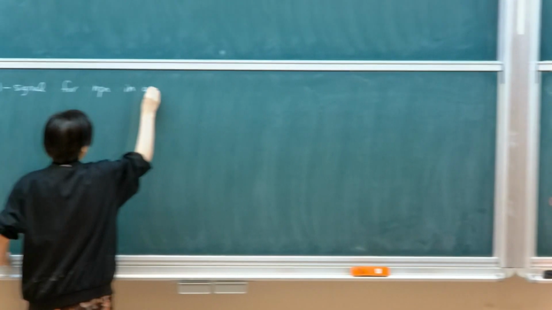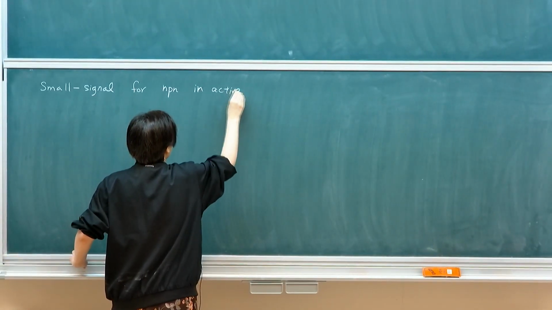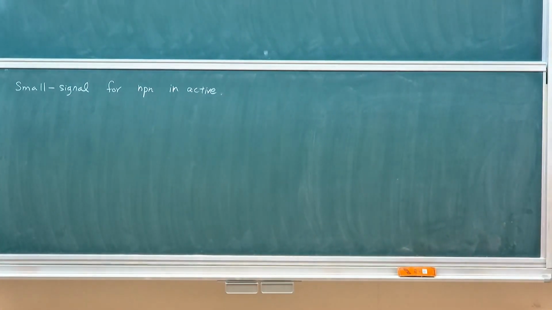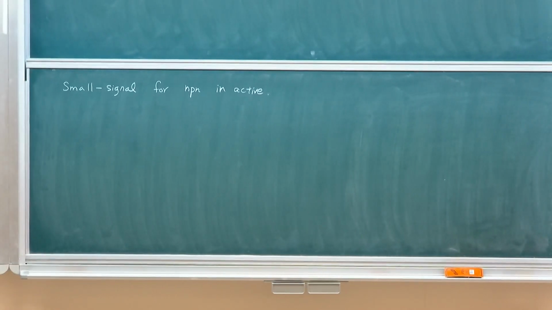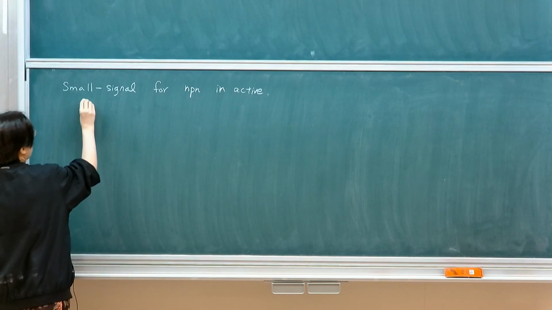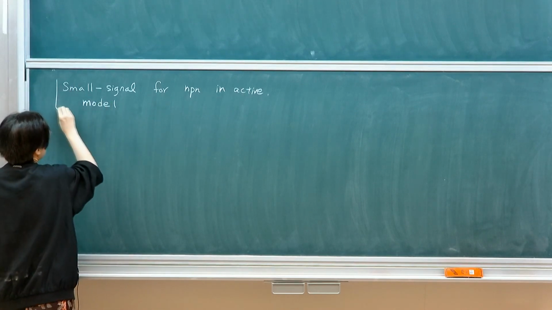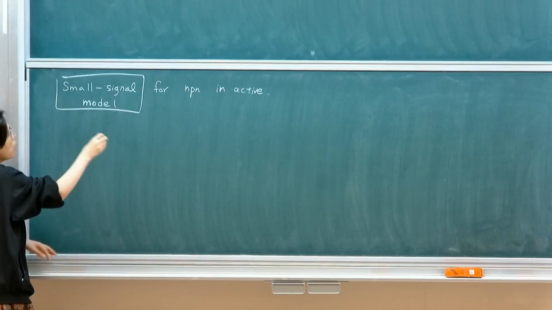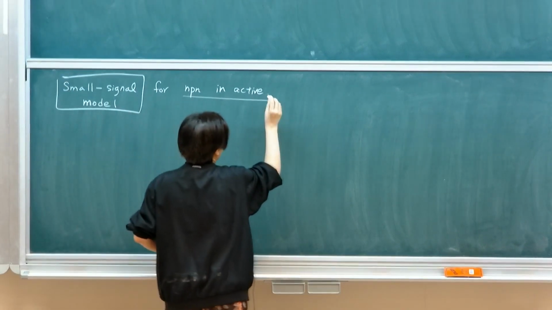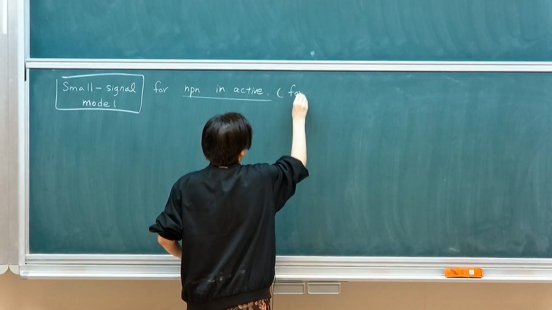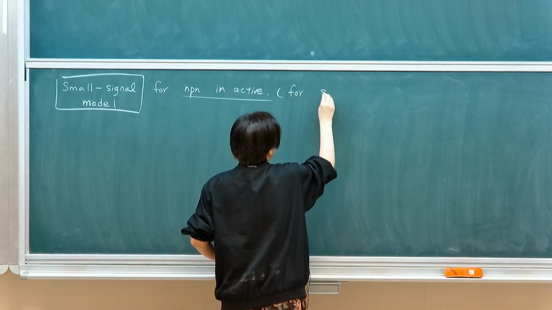And I want to emphasize, this is only valid when you're in active mode. There's no small signal model otherwise. You can establish one, but that is not useful. So typically, the small signal model is only for an NPN transistor in active mode. I want to emphasize again, I want to build a small signal model for an NPN transistor in active mode for small signal analysis.